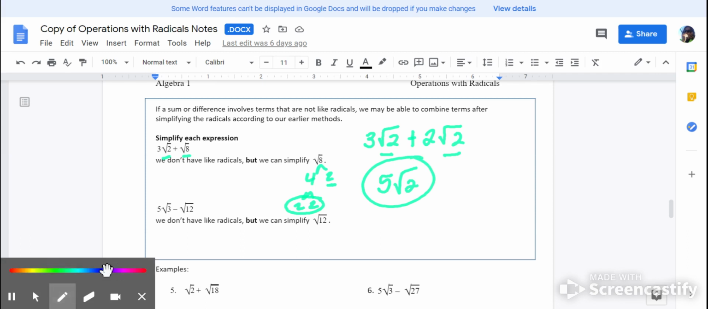Now, as we look at the next one, 5 on the square root of 3 minus the square root of 12, and clearly 3 and 12 are not the same. So I'm going to break down 12 to be 2 and 6.